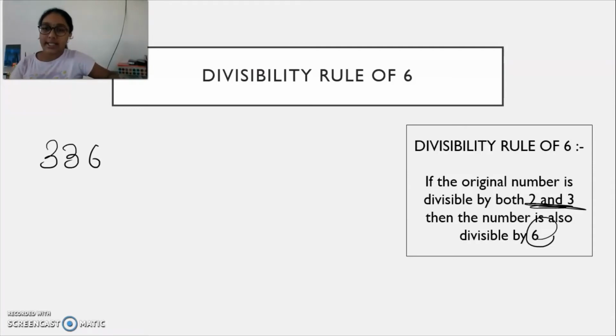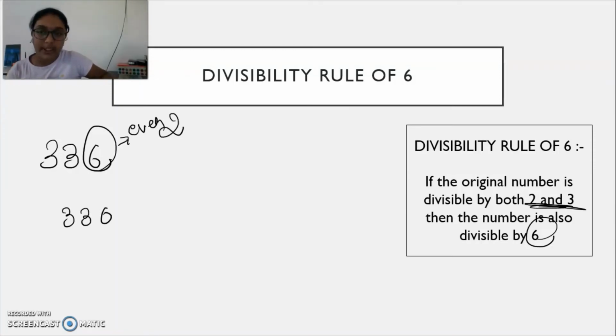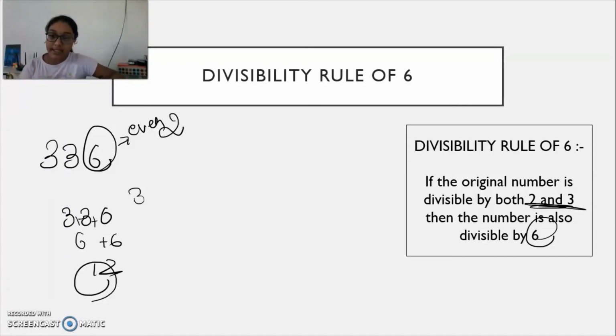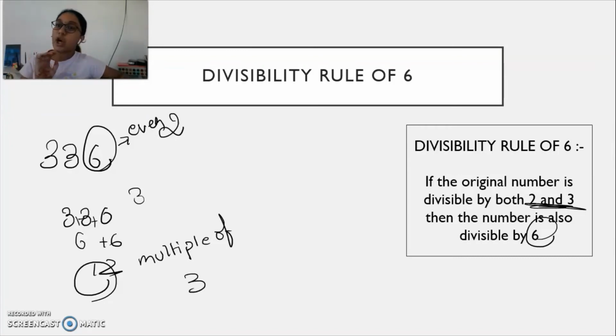Now how do you test the divisibility rule of 2? The last digit should be an even number. 6 is even. Now, for the divisibility rule of 3, you check by adding all these. 3 plus 3 is 6, 6 plus 6 is 12. And now 12 is a multiple of 3. So thus 336 is also divisible by 3. So now 336 is divisible by 6.